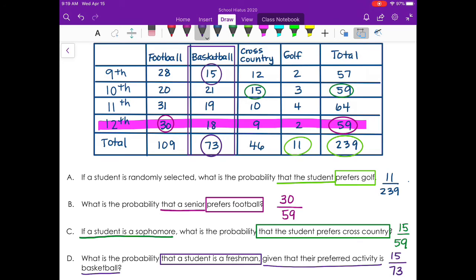So these are the types of words and phrases that we're looking for, and the specific wording that indicates conditional probabilities. Good luck with your practice today.